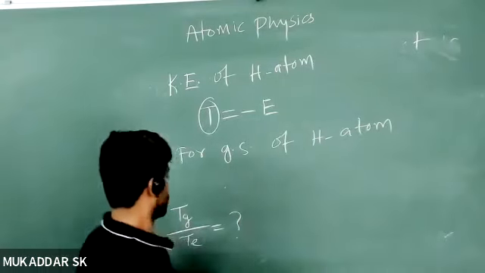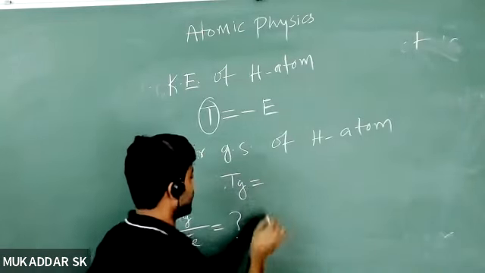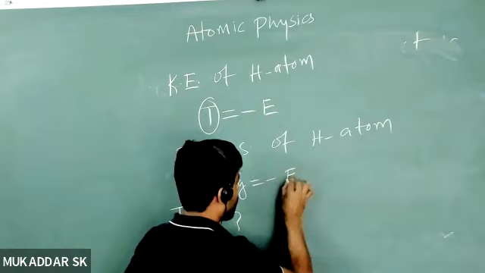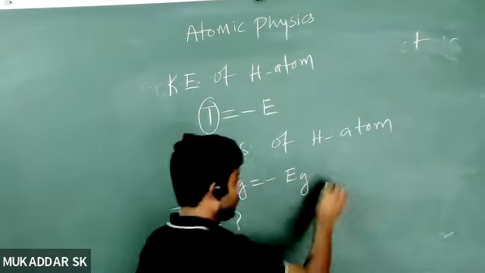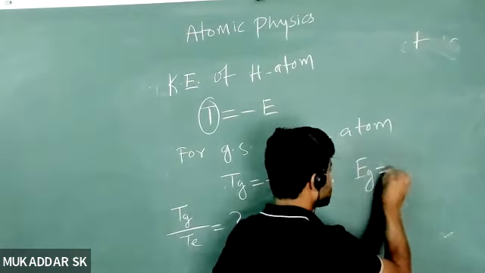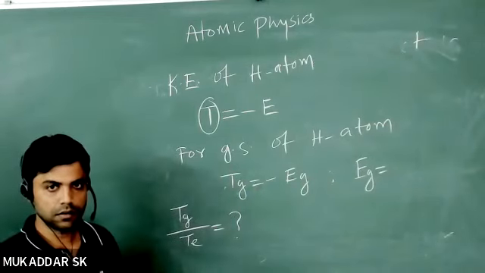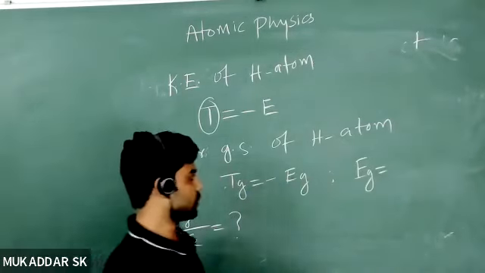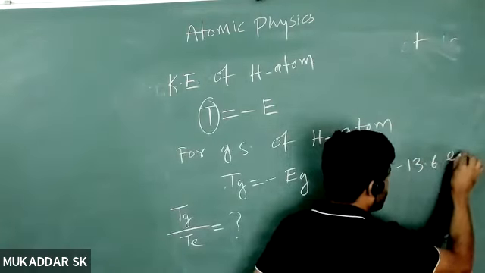you know that the kinetic energy will be how much? Simply minus the ground state energy of hydrogen atom. And you know this value, right? The ground state energy is how much? For a hydrogen atom, the ground state energy will be minus 13.6. Very good. So it will be minus 13.6 in electron volt.